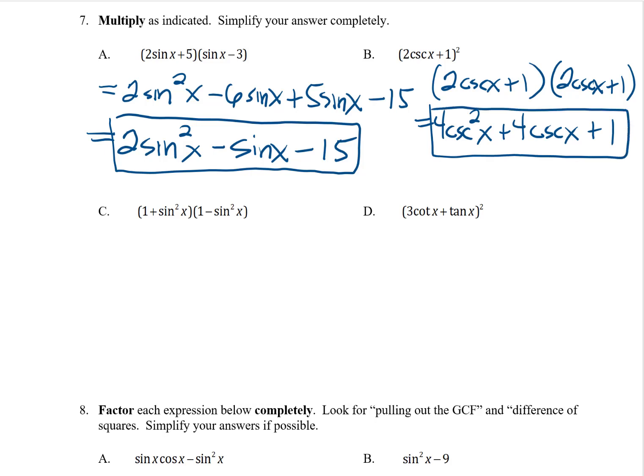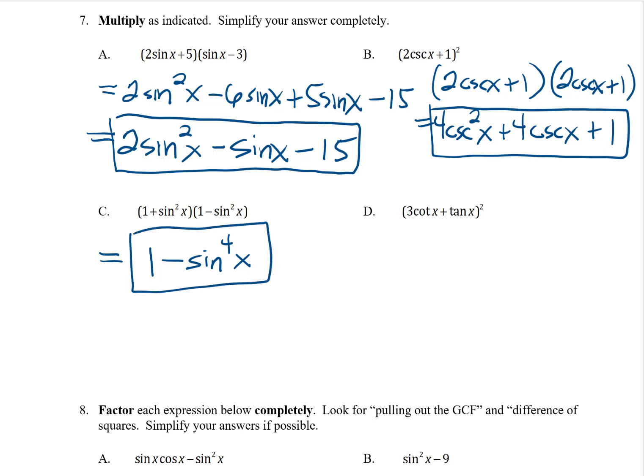Part C, that's one of those conjugate situations, so this one's going to be pretty fast. 1 times 1 is 1. The outer and the inner wipe out. It's plus sine squared x and minus sine squared x. The last would be minus, and then sine squared times sine squared, that means I'll have 4 in all, so that would be sine to the 4th x.